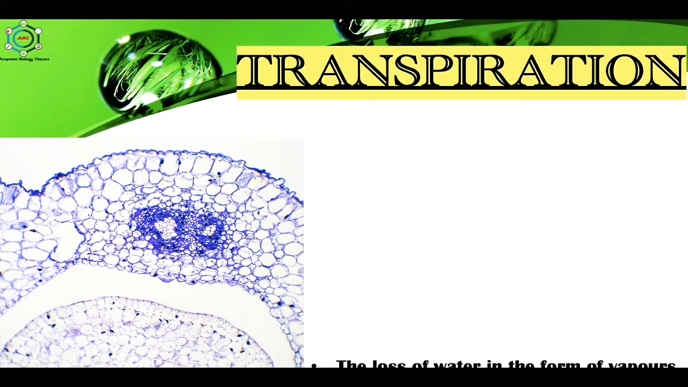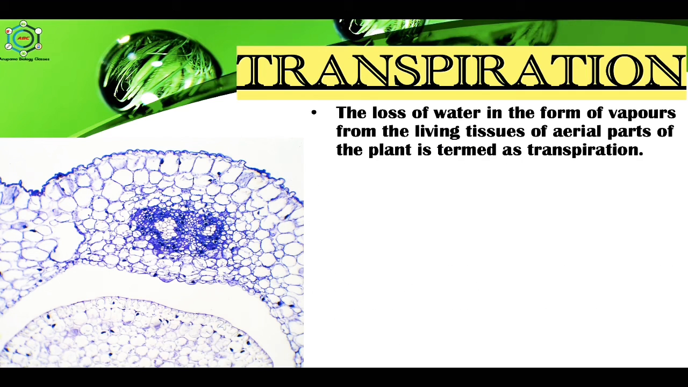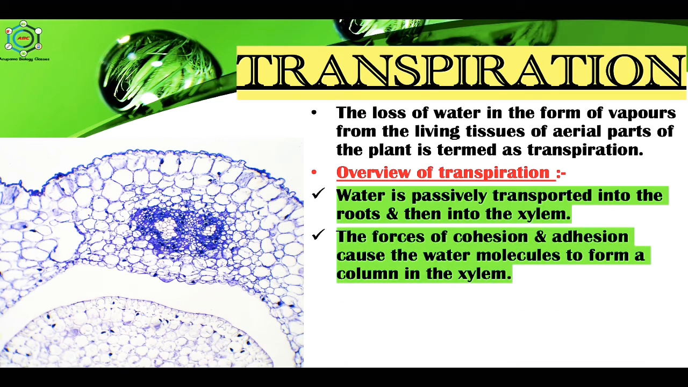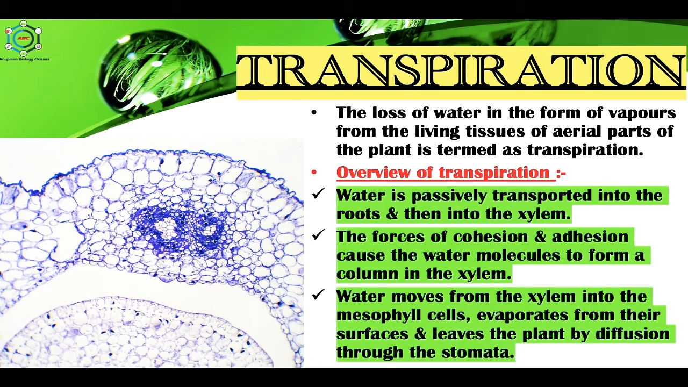So, what is transpiration? The loss of water in the form of vapors from the living tissues of the aerial parts of the plant is termed transpiration. If you see the overview of transpiration, water is passively transported into the roots and then into the xylem. The forces of cohesion and adhesion cause the water molecules to form a column in the xylem. Water moves from the xylem into the mesophyll cells, evaporates from their surface and leaves the plant by diffusion through the stomata.